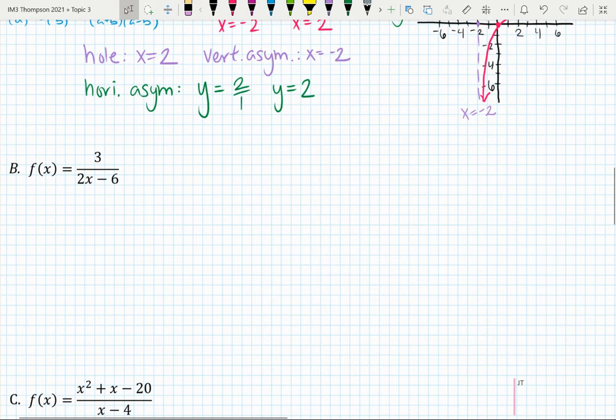All right, so problem B, f of x equal to 3 divided by 2x minus 6. So step 1, factor. Well, the top's just 3. There's nothing to factor there. It's just one term. Yay. The bottom, I have 2x minus 6, and when I go to factor that, I'm just going to look for a GCF. I can take a 2 out of both. That leaves me with x minus 3. Not a lot going on in terms of factoring in this problem.